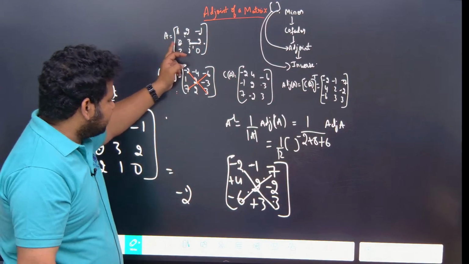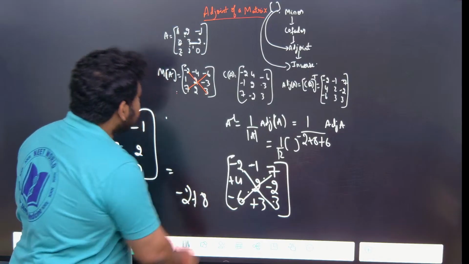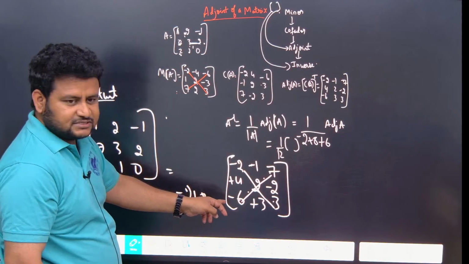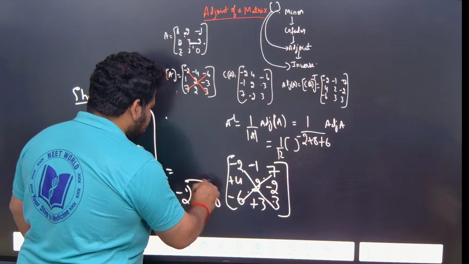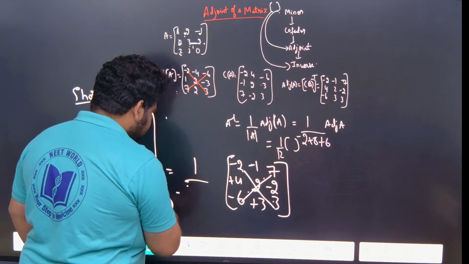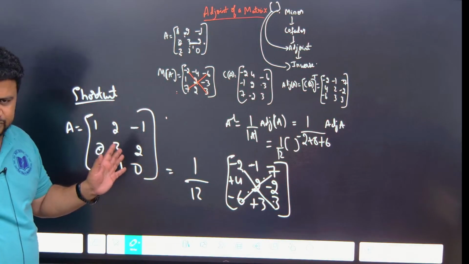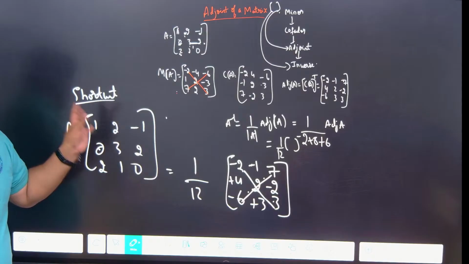See here, first row first column minus 2, 2 into 4 is plus 8. Minus 1 into minus 6 is plus 6. So, this is 8 plus 6 is 14, minus 2 is 12. So, the answer will be 1 by 12. Understood?